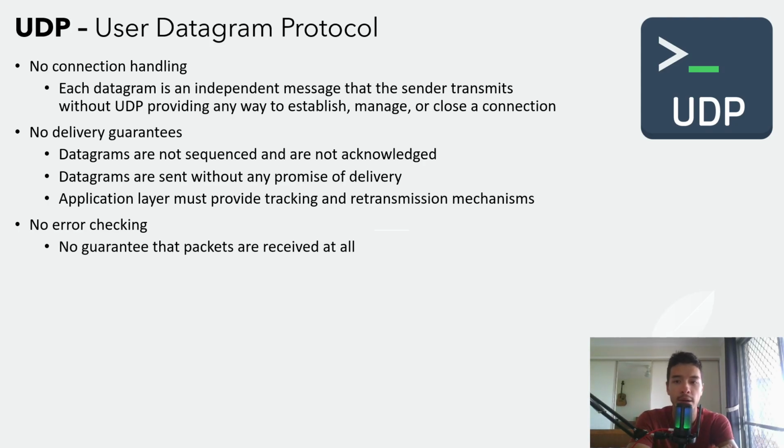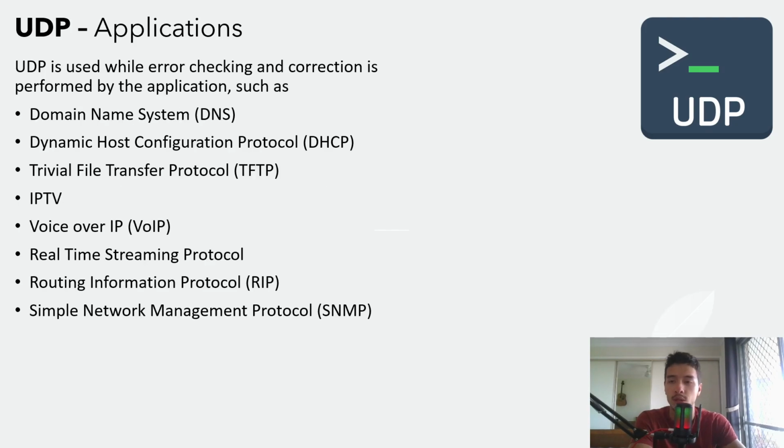No error checking, no guarantee that the packet is fully received. So this is much less rigorous in checking things. It's more just blasé in a way it runs. So UDP is used where error checking and correction is performed by the applications, such as DNS, DHCP, TFTP, IPTV, RIP, all these different types of protocols here.